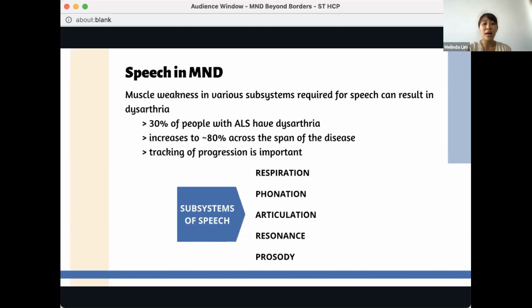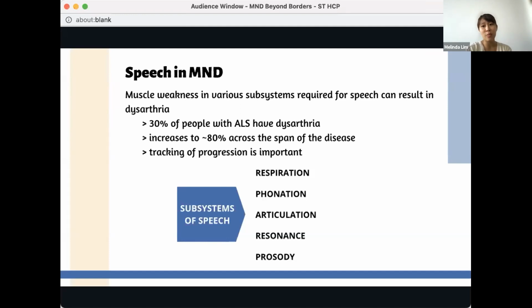So, like mentioned before, speech is made up of various subsystems, and any weakness in any of these systems can result in dysarthria. Dysarthria is, in very layman's terms, slurred speech or difficulties with speech. Roughly about 30% of people with ALS have dysarthria, and this increases to about 80% across the span of the disease, right? There has been research on the longitudinal decline of speech intelligibility in ALS, and it shows that the rate of intelligibility decline is not consistent during the disease progression.